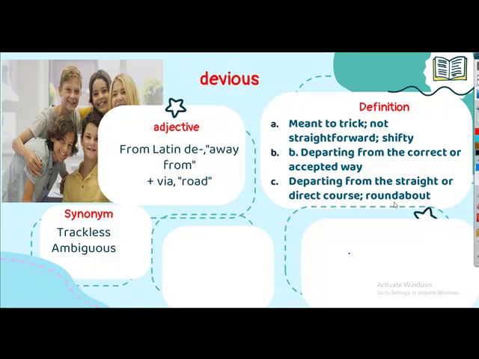Ambiguous means not clear, not obvious. The antonym, of course, would be direct, straightforward. Devious here is an adjective. The noun would be deviousness.